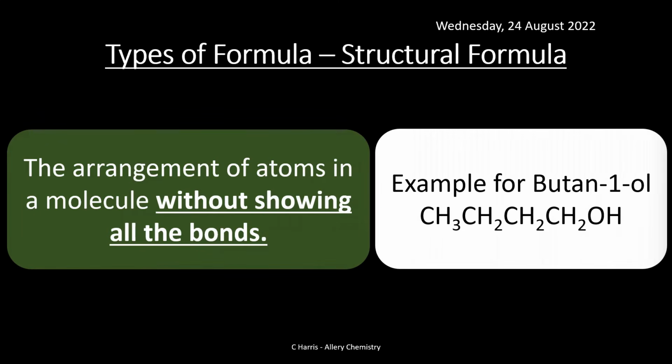Okay, so structural formula. This is the arrangement of atoms in a molecule without actually showing all the bonds in it. So, for example, for butan-1-ol the structural formula would be CH3CH2CH2CH2OH. So what we're showing here is the chunks, the CH chunks in this molecule, but we're not actually showing the bonds in between. So this is an example of a structural formula.